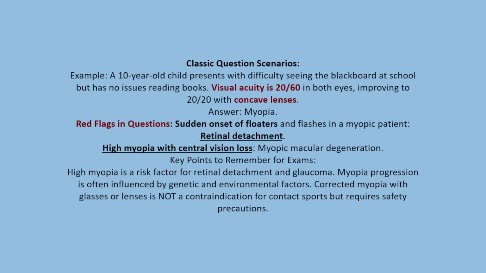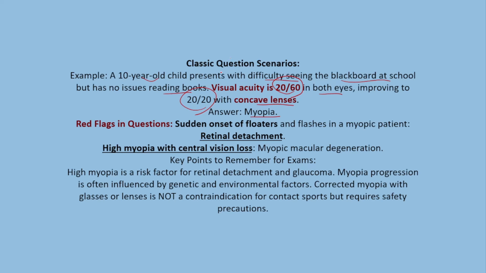So this is a classical question that you can see in the exam. A 10-year-old child presents with difficulty seeing the blackboard at school, but has no problem reading a book or using the mobile, and when you do the visual acuity test, the visual acuity is going to be 20 out of 60 in both eyes, and it is going to be improved with concave lenses to the perfect 20 out of 20. So the diagnosis here is myopia.